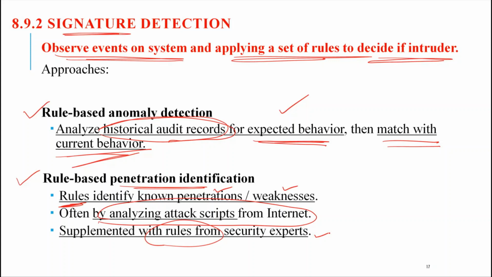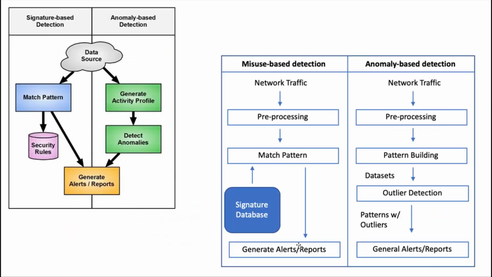So what is the difference here? Here the historical data, the past data, will be used, and here we are going to use some rules which are given by the security experts. So this is called signature based. Now, moving on to the next one, I just included this. It is not available in your slides, but I included it to explain the difference between the signature based and anomaly based.